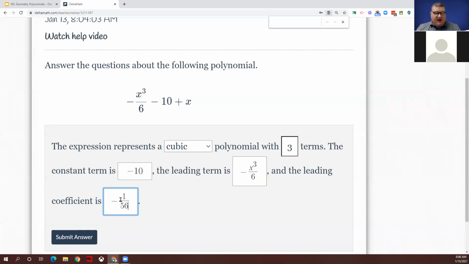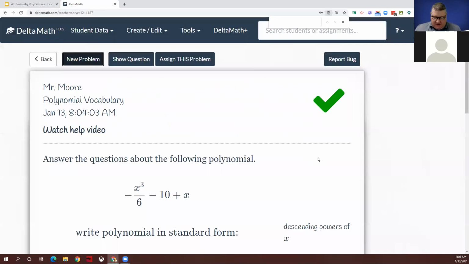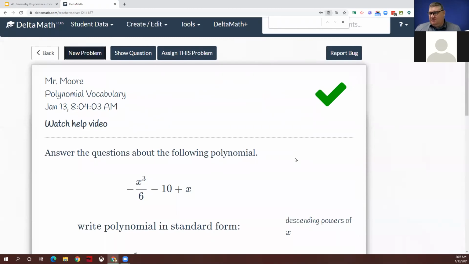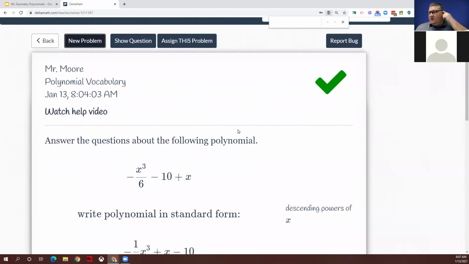Now again, I like the 1/6, Aaron, but it's negative. That's the biggest thing kids forget on these: they mix up the term and the coefficient, and they forget negatives. Those are the biggest things that people forget on this one. All right, let's see if we got it right. Not shockingly, we did. Okay, so that's the only one that kids may have a little issue with.